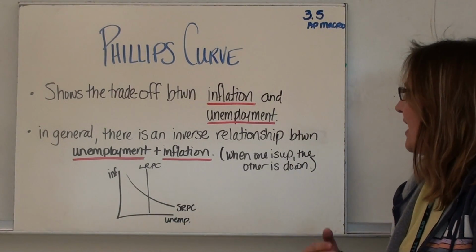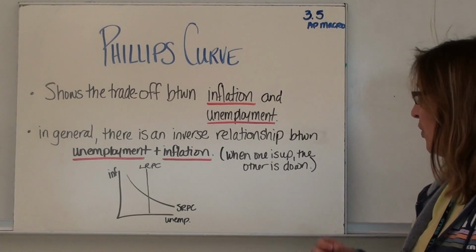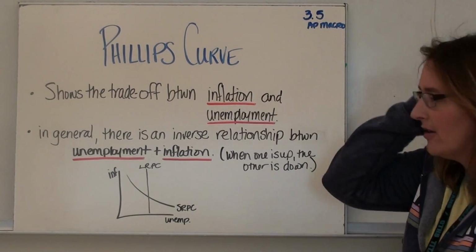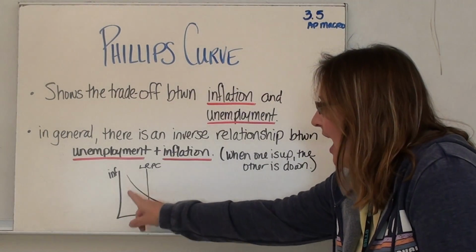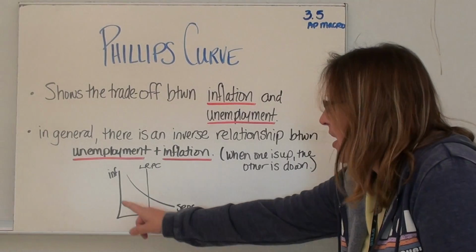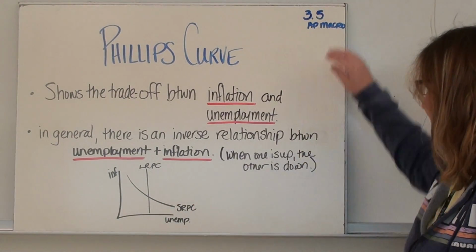In general, there is an inverse relationship between unemployment and inflation. When one is up, the other is down. So that's where we get this short-run Phillips curve coming down. When inflation is high, usually unemployment is low, and when inflation is low, usually unemployment is high.